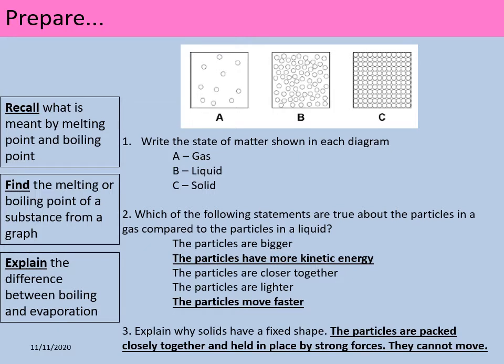A common misconception is that the particles get bigger as we move from a gas to a liquid to a solid. The particles don't change size, just the forces between them are getting weaker and the particles are moving further apart from each other. The reason that solids have a fixed shape is that the particles are packed closely together and held in place by strong forces. That means they can't move.